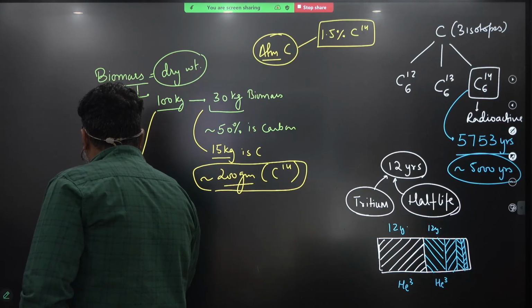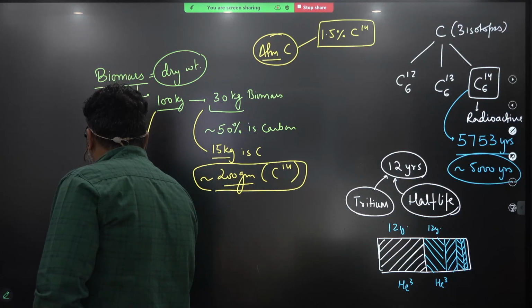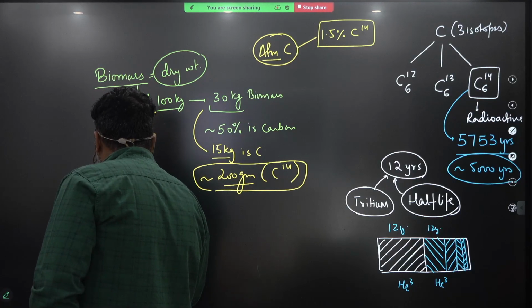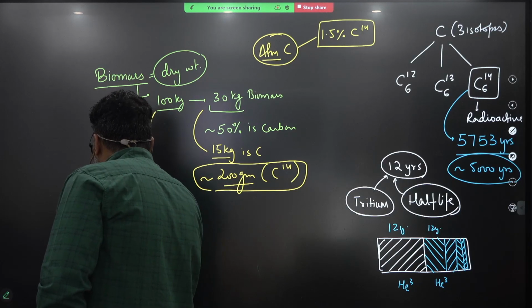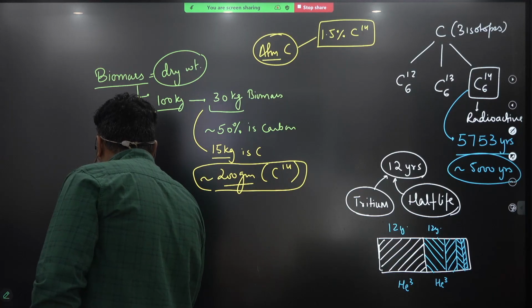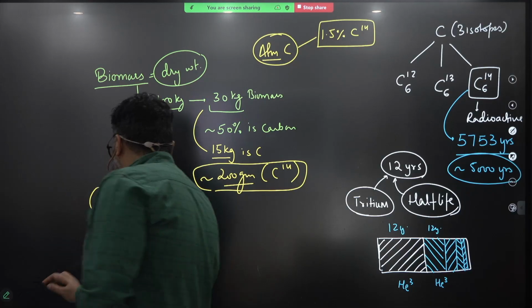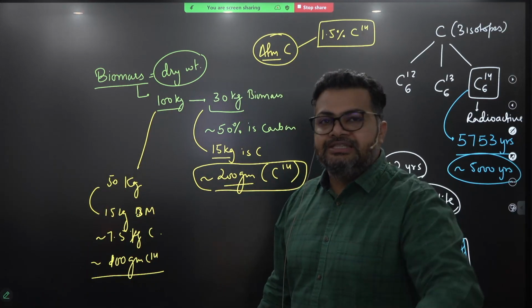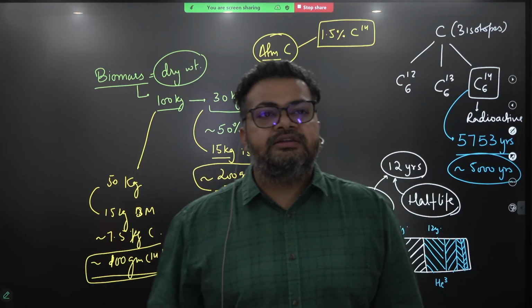15 kg biomass, right? And 50% of 15 kg, nearly 75%, 7.5 kg carbon, and out of this nearly 100 grams C14. Tell me guys, are you able to accept? Tell me yes, 100 grams C14 must have been there in this lady at the time of her death.